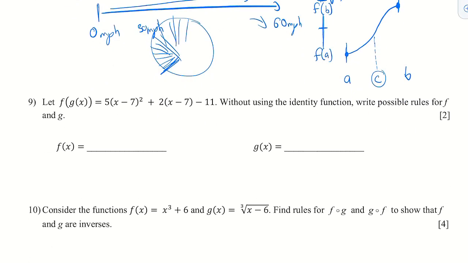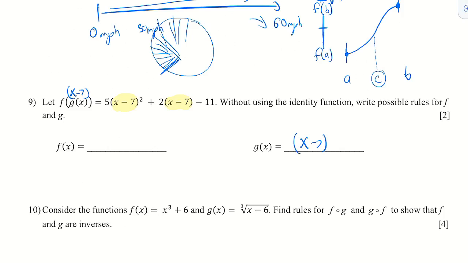So now, number 9, it says, let f of g of x be equal to that equation. Without using the identity functions, write the possible rules for f and g of x. The thing I noticed right here is that these values are exactly the same, this x minus 2. So it looks like that x minus 2 gets placed into another function, which means that's going to be g of x. So I'm going to let g of x be equal to x minus 7.